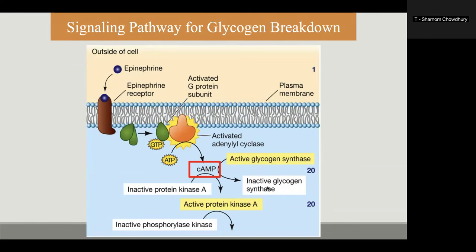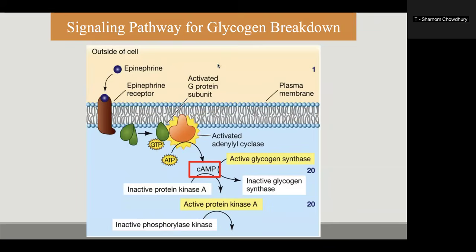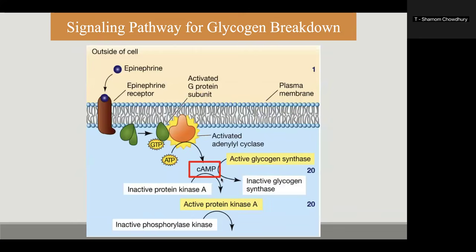Glycogen synthase becomes inactive, which means your body is not forming more glycogen, and it activates protein kinase A. Then more signals. Protein kinase A activates phosphorylase kinase. Phosphorylase kinase activates glycogen phosphorylase, and then glycogen phosphorylase converts glycogen into glucose so that our blood glucose levels can rise. So once again, this is just another example of how many signals can lead to further signals, and as you see here for cAMP, cAMP can activate a molecule and inactivate another molecule, so it can work in both ways.